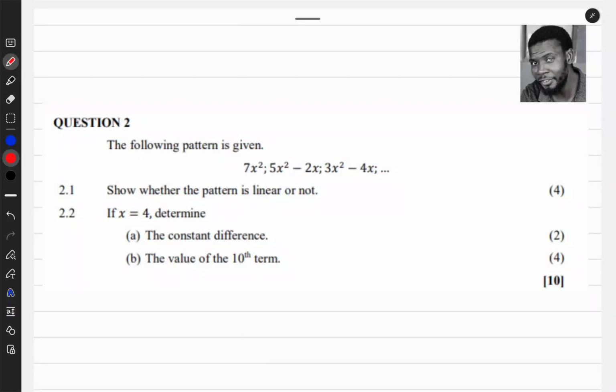So, grade 10s, here's your challenge for today. You can see on the screen, we've got a number patterns question. We're going to go through it, and we're going to work for 10 marks, as you can see. This is one of the challenges, but it's simple, trust me. We're going to just work on 3 questions.